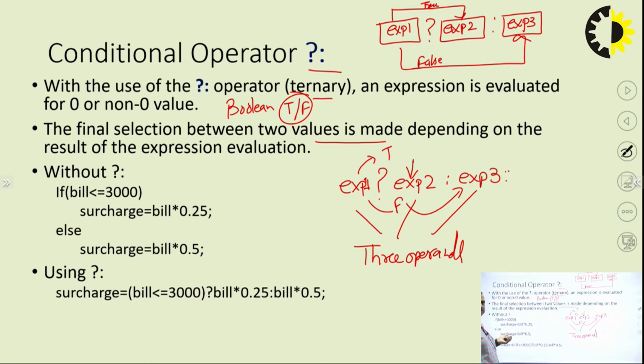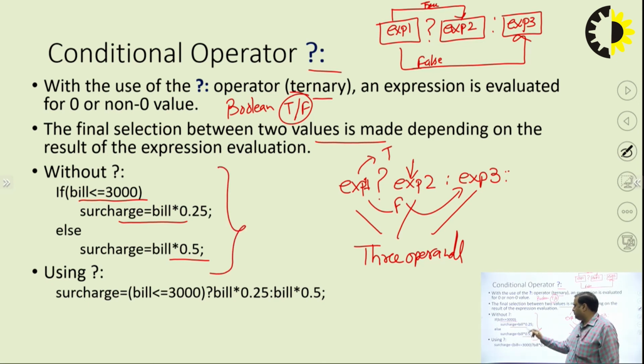Let's have one example. Here, if bill is less than or equal to 3000, then the surcharge will be lower. So we will calculate bill into 0.25 as surcharge. Otherwise, if the bill is greater than 3000, then more surcharge will be charged and 0.5 will be multiplied into the bill. So instead of writing these statements, we can write it in a single line using the conditional operator.